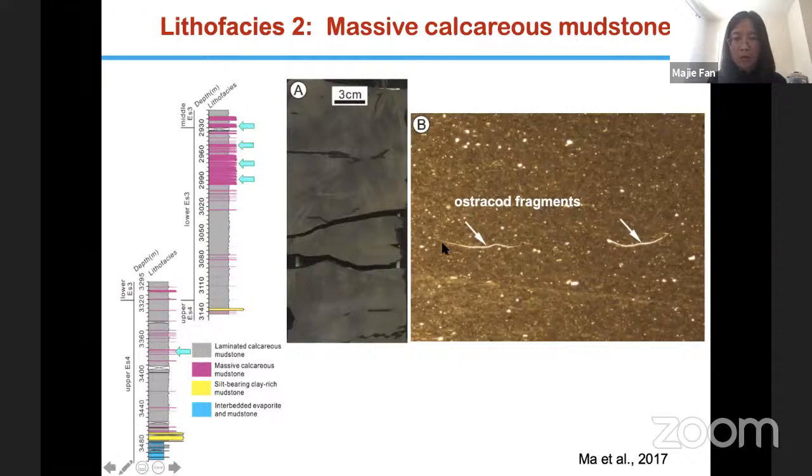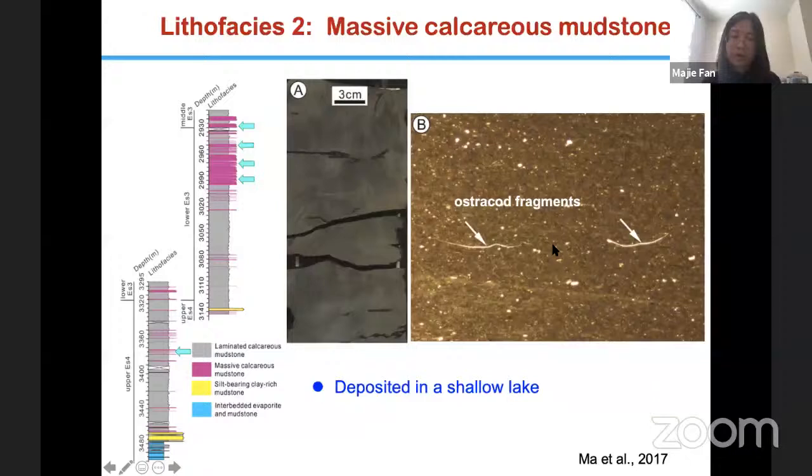And also there are small ostracod fragments, we think. So the presence of these fragments suggests that there's some sort of agitation within the water to break the ostracods into pieces.